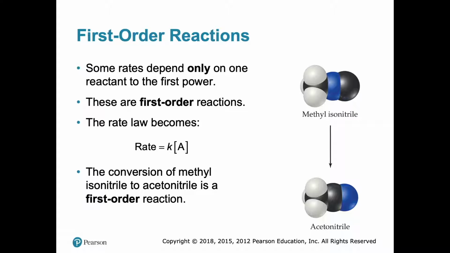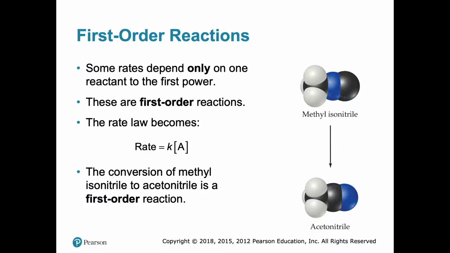So let's first talk about first order reactions. Okay, here I have methyl isonitrile, and it becomes acetonitrile. They look almost exactly the same, don't they? Well, in this particular reaction, some rates depend only on the reactant of the first power, right? And for the first order reactions, the rate law becomes this, where rate equals the rate constant, or K, times the concentration of A, right? So notice it's a first order reaction, and what is the coefficient there? It's 1, right? So the conversion of methyl isonitrile to acetonitrile is a first order reaction, okay?